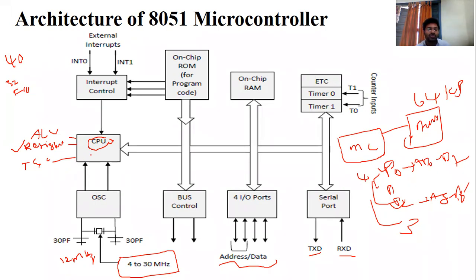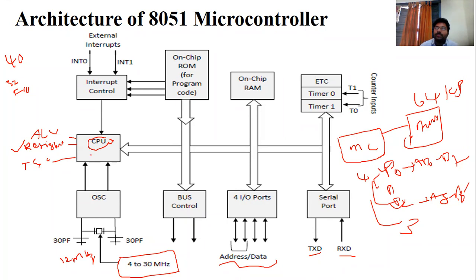But in the 8051 microcontroller, we have nearly 30 registers. Some registers are 8-bit registers and some are 16-bit registers. Remember, the 8051 microcontroller has more registers when compared to the 8086 microprocessor. What are the different types of registers? The accumulator is one of the registers. Then special function registers are there.